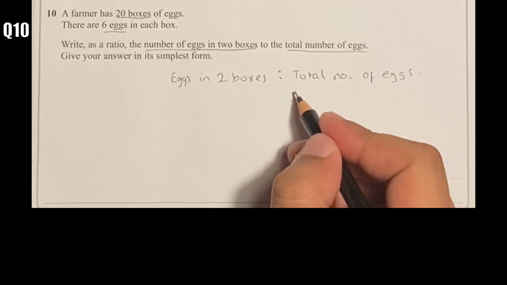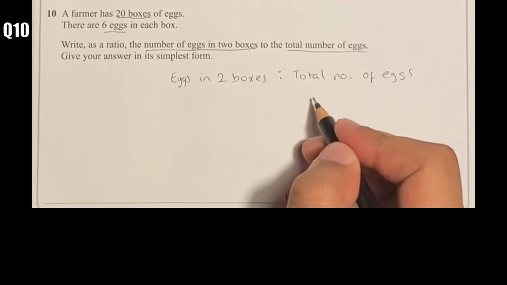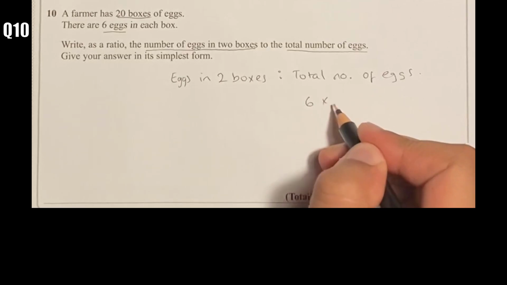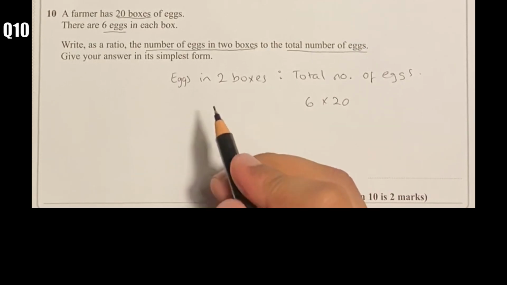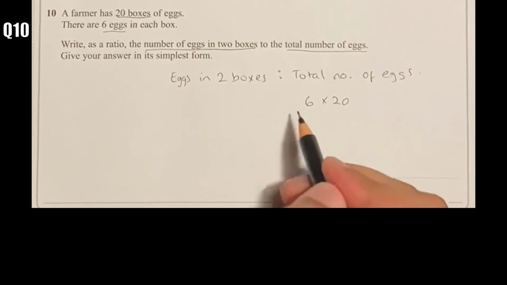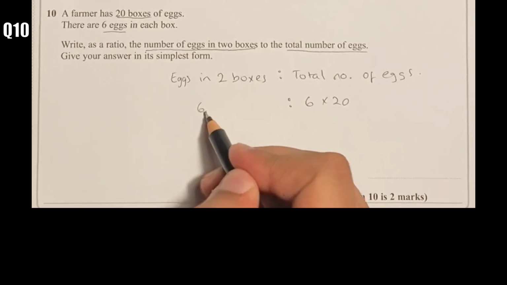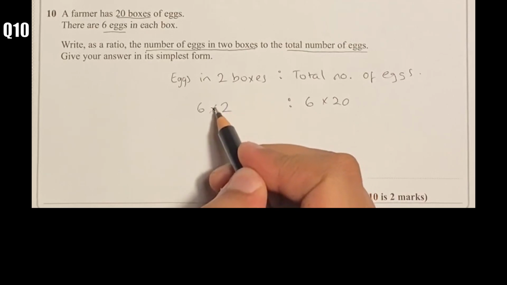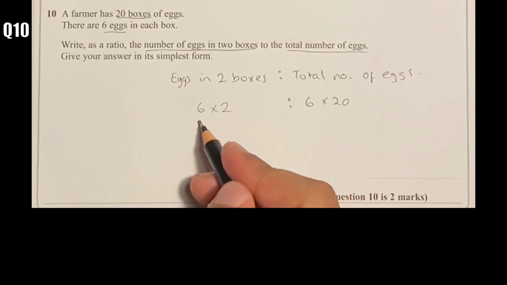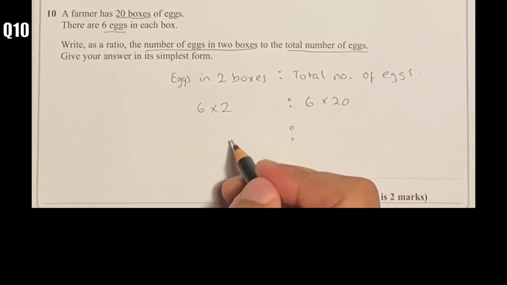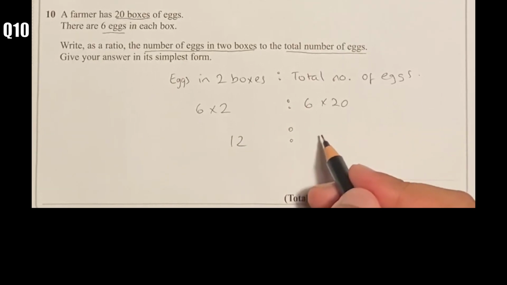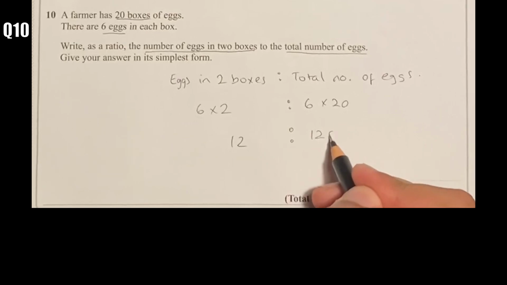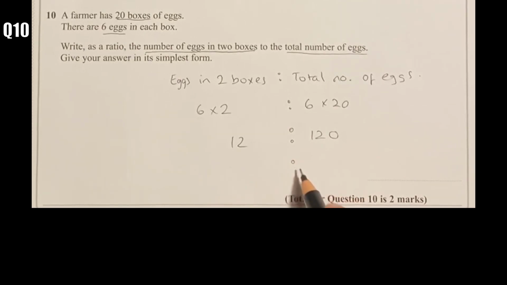So first of all, we can work out the total number of eggs. That is 6 times 20. There are 20 boxes and each box has 6 of them. And then the number of eggs in 2 boxes is quite simply 6 times 2, as 2 boxes and each one has 6 eggs. So doing the calculation, 6 times 2 is 12. So we can put that here. 6 times 20 is the same as 6 times 2, which is 12. Add a 0, 120.